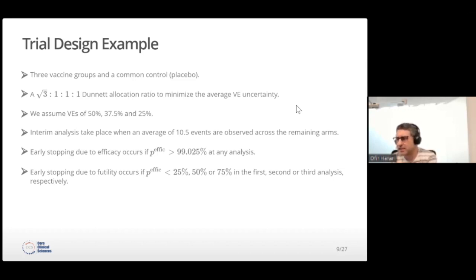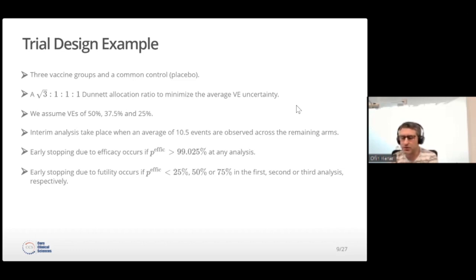For efficacy, I will stop it whenever the posterior probability of efficacy exceeds 99.025%, and then I will obviously apply for emergency use approval. This number, just like Haolun mentioned earlier, was chosen in order to control the type 1 error rate for each of those arms at the 2.5% level under the null scenario.